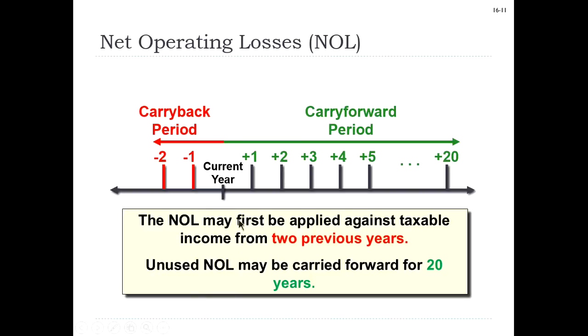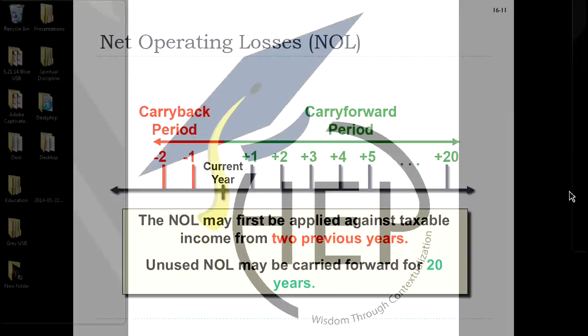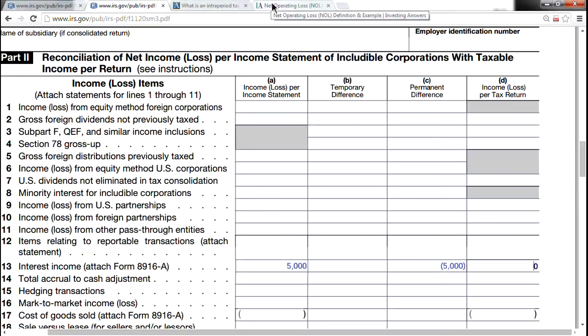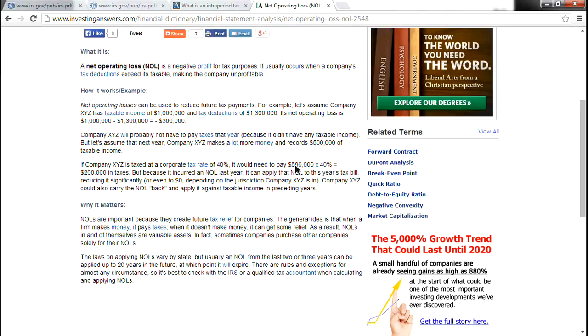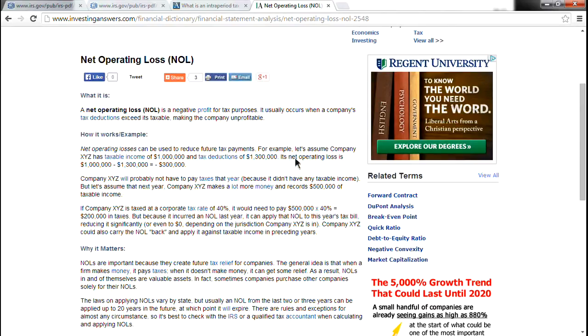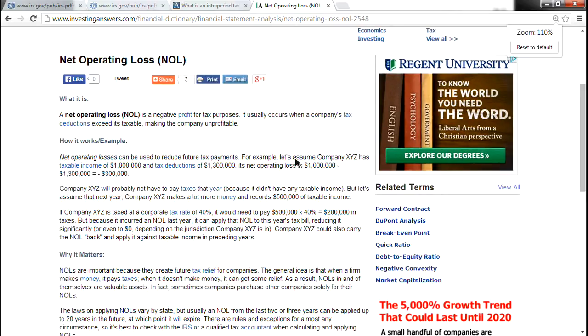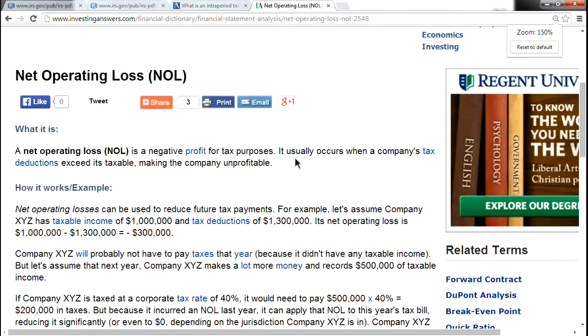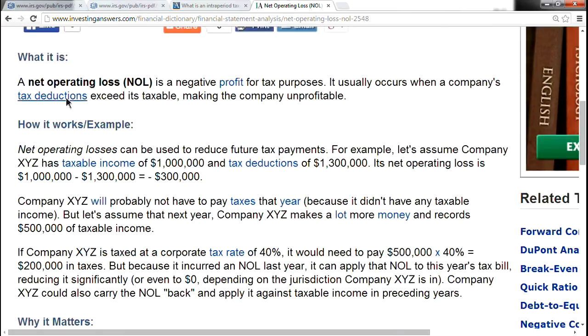Well, this isn't clearly an example. What this is, it's kind of giving us the methodology of how it works, meaning that the net operating loss may first be applied against taxable income from the previous 2 years. Unused net operating loss may be carried over for 20 years. So you can either go 2 years back, or you can go even 20 years forward. Okay? Let's look at this example that I found on investinganswers.com.